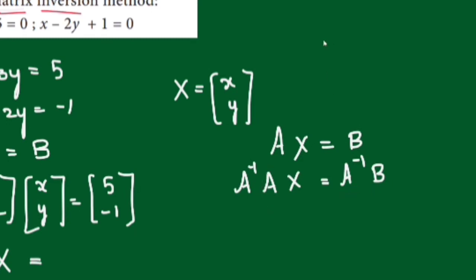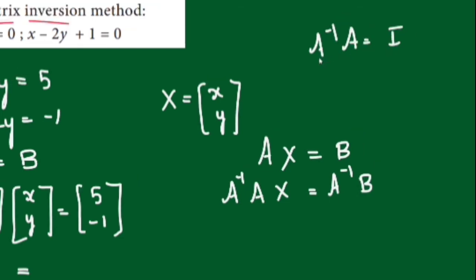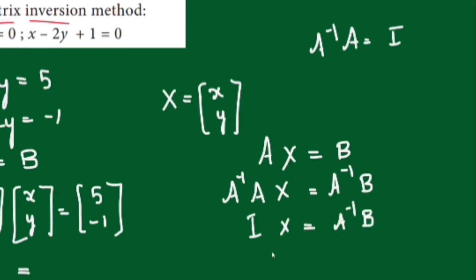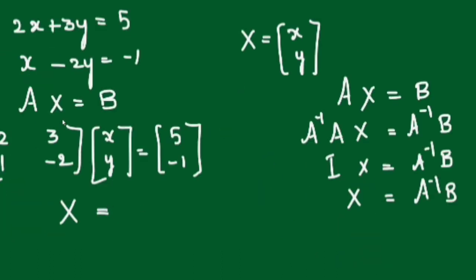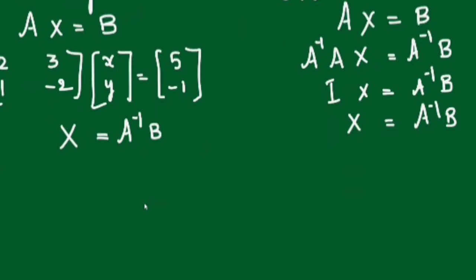You should know that A inverse into A is the I matrix. When you multiply matrix A and A inverse, what do you get? I, the identity matrix. So this is I into X is equal to A inverse into B. Identity into X is X itself. When you multiply a matrix by the identity matrix, you will get the same matrix. So X matrix is equal to A inverse into B.